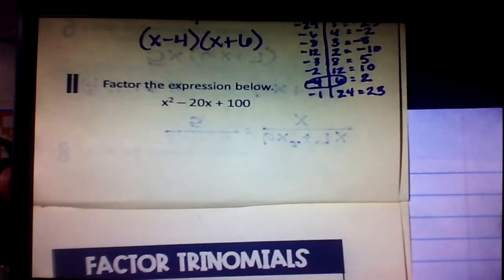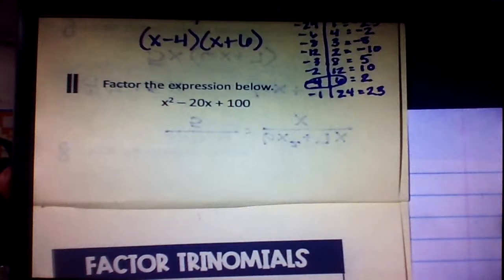Okay, so look at your middle number here. I need a negative 20. I need to add these together to get a negative 20. What can I add together to get 20? Which 2 numbers add together to give me 20? 10 and 10. And because I want a negative 20, this is negative 10 and negative 10. Because negative times negative gives me a positive, and negative 10 plus negative 10 gives me negative 20.